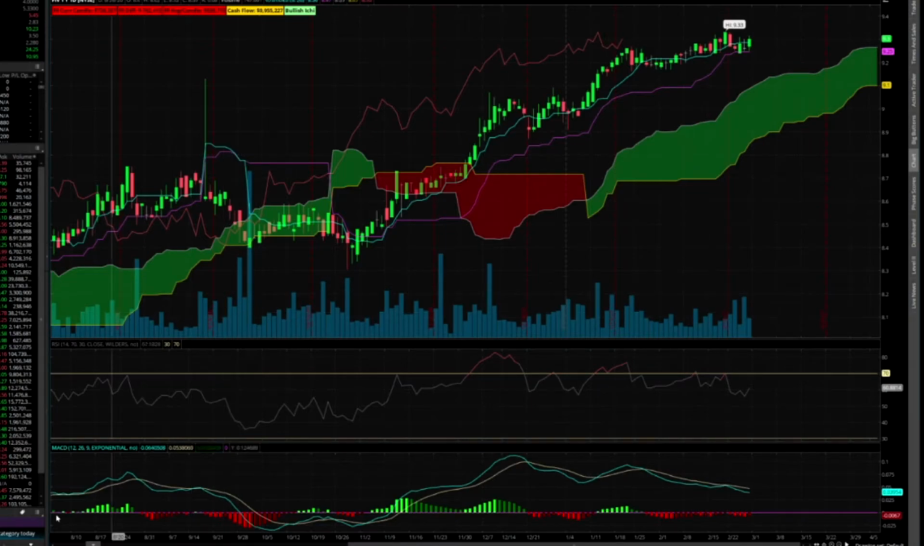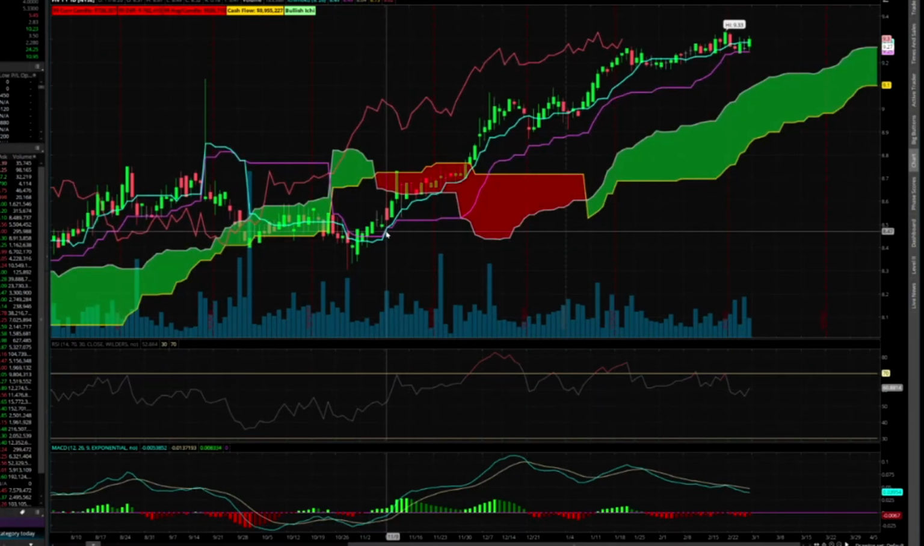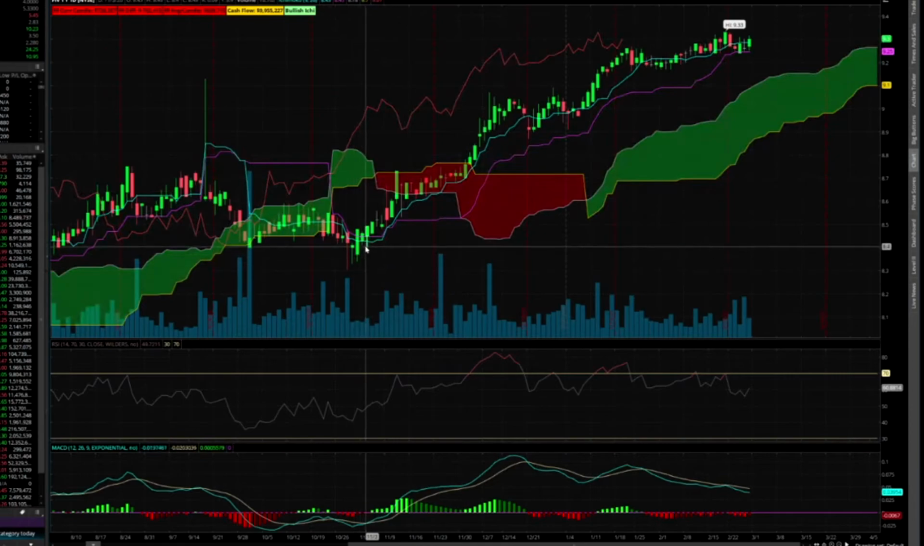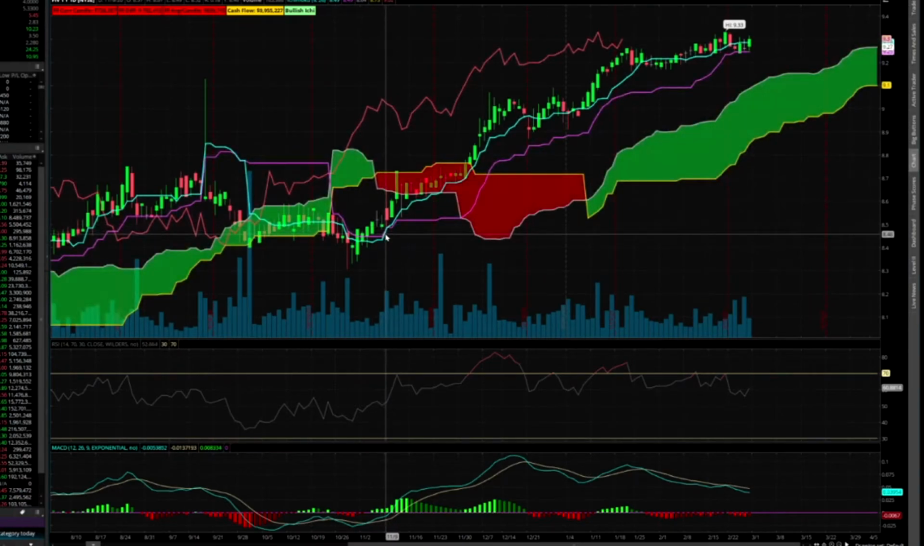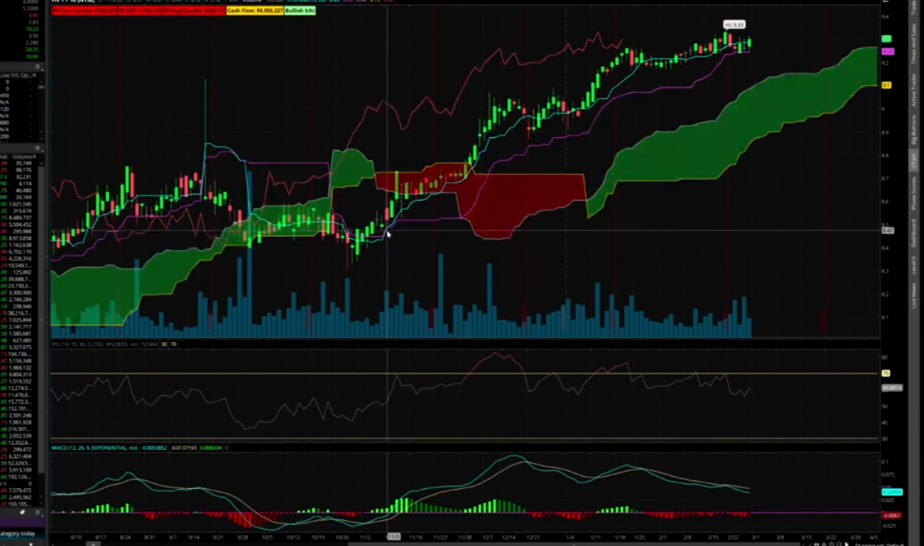So when a TK crossover happens to the upside, typically that's just a confirmation that the stock is in a bull trend. And as you can see, the stock started the bull trend from down here and went up before, and then the TK crossover happened over here, confirming that it's now in a bull trend.